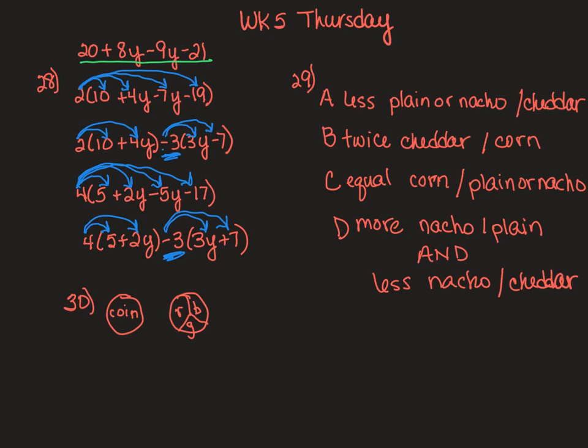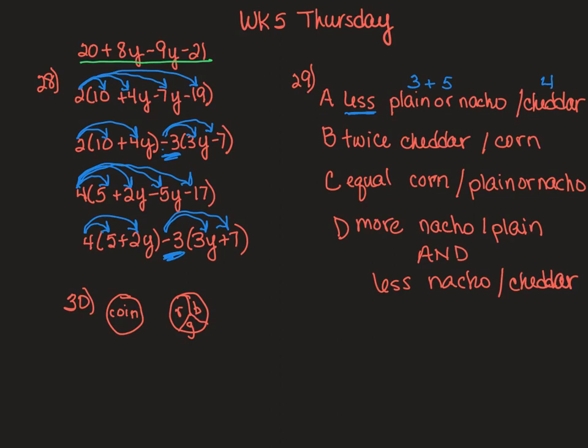In the first one it says, is Nelson less likely to get plain or nacho? Now, if I say plain or nacho, that means I could do either. So I can add those two together. I can either get plain or I can get nacho. Is that less likely than getting cheddar? Well, cheddar, I know there's 4 in there.